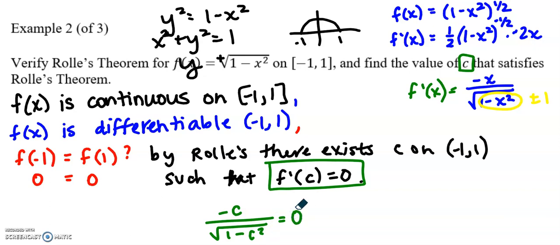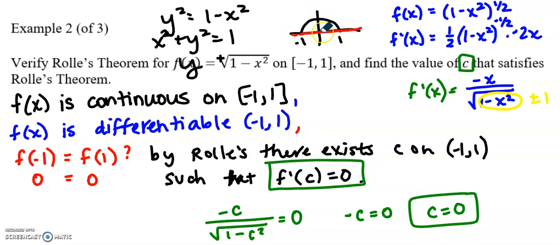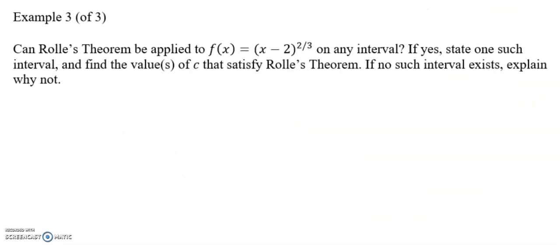We're going to set this equal to 0. Solving for C, I'm going to multiply by the square root over to the other side. So I get just when is the numerator equal to 0? Numerator will be equal to 0 when C equals 0. And if we think about a graphical representation, here's our secant line, and at C equals 0, we have our tangent line that has a parallel slope, a slope of 0.